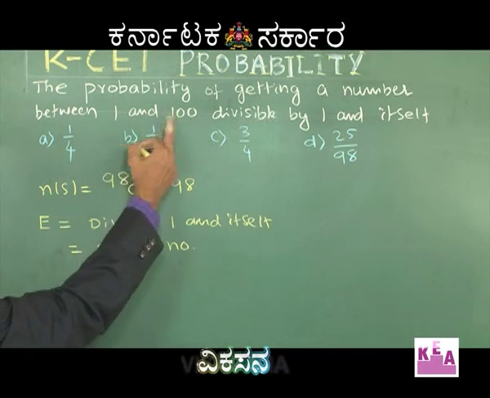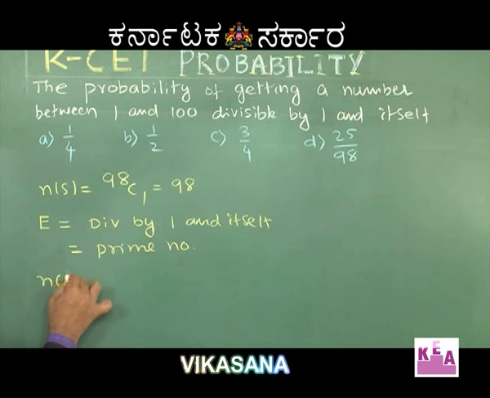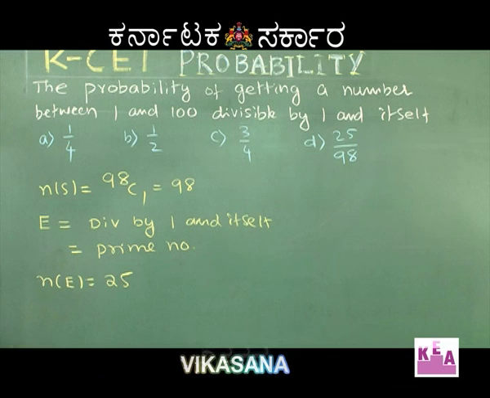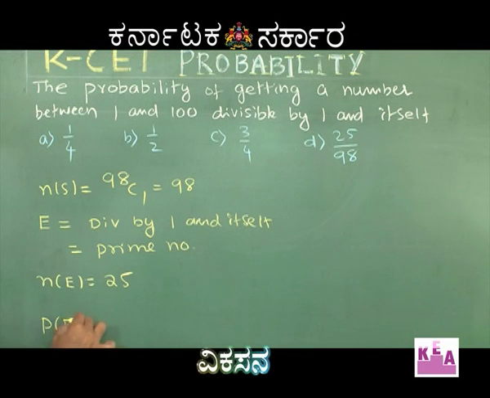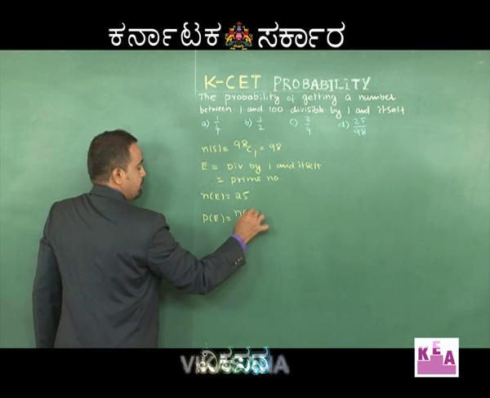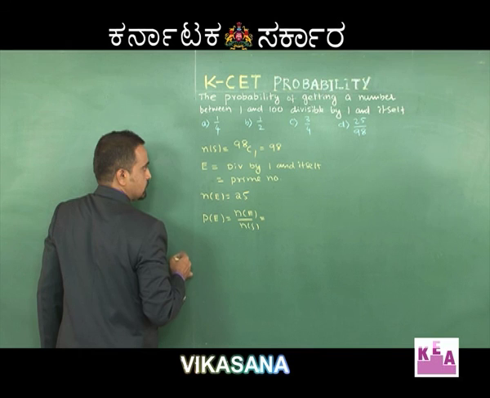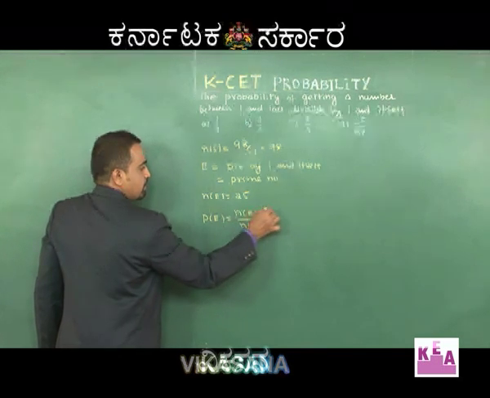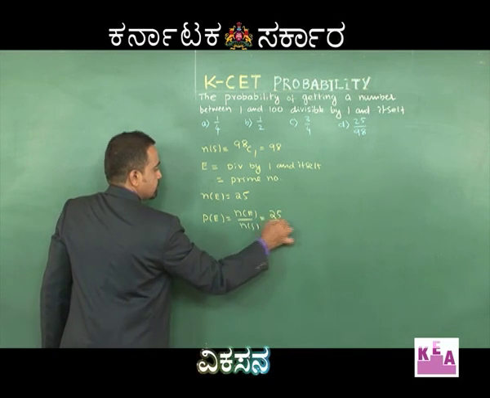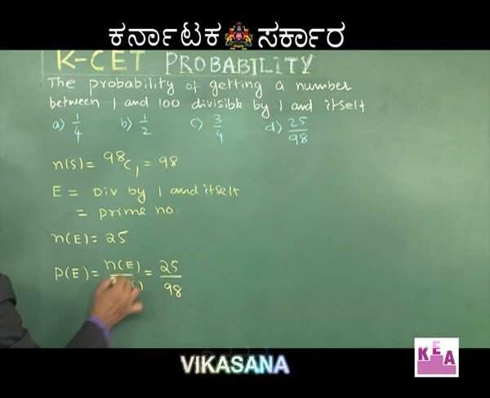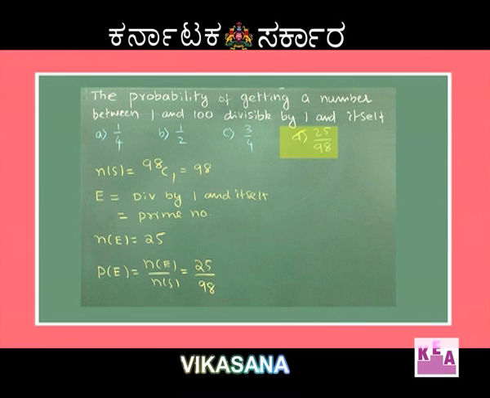Between 1 to 100, how many prime numbers will be there? Between 1 to 100, there are 25 prime numbers. So, by the classical definition of probability, number of favorable cases by total number of cases. Here, number of favorable cases is 25, total number of cases is 98. Therefore, option D is the correct option.